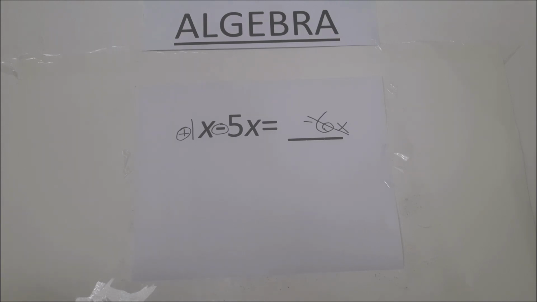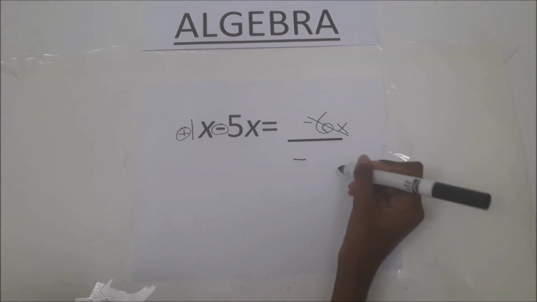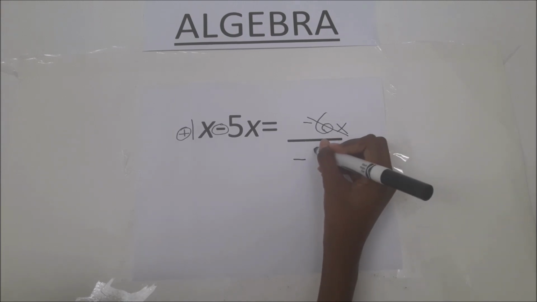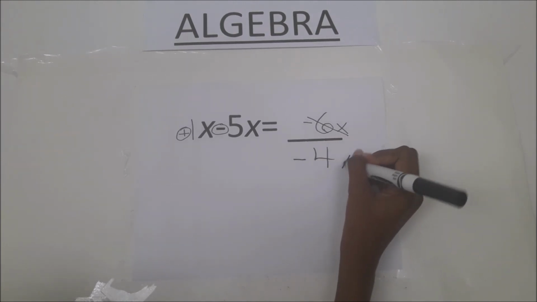And which number is larger, 1 or 5? 5. So you have to put the sign in front of the larger number. So put under the line, you put a negative sign. You know it's going to be negative. You look at the signs first, and then you take away. 5 take away 1? 4x. So it's negative 4x. Okay?